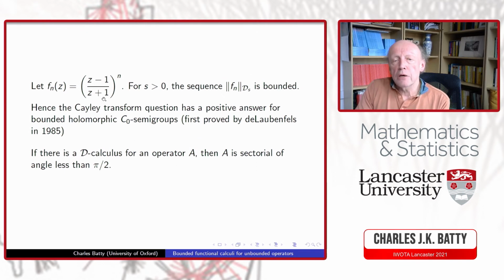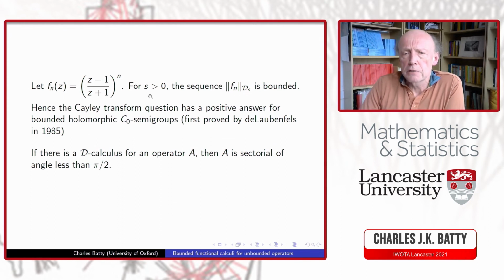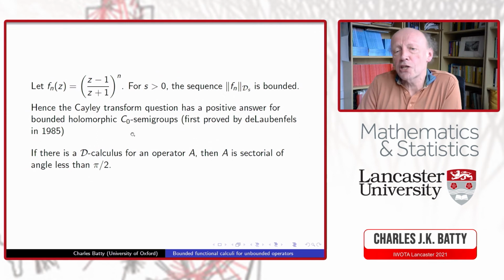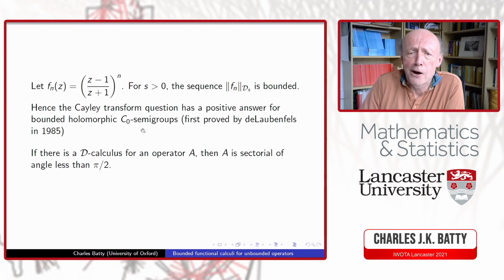In particular, if we go back to the Cayley transform problem with this function again, these f_n's have their norms in any of the D_s's, for s at least bigger than 0, as a bounded sequence. And that gives a positive answer to the Cayley transform question for bounded holomorphic C0 semigroups. And actually that was first proved by de Laubenfels a long time ago now, but not by these methods.